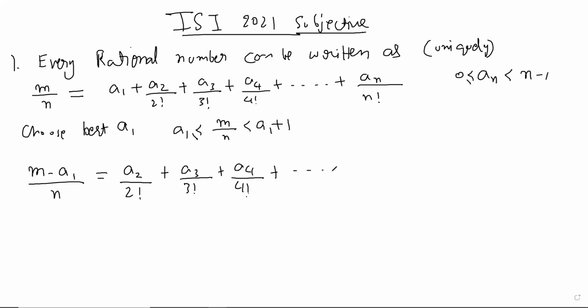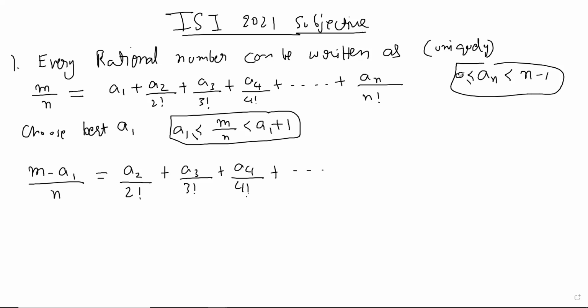A1 can be 0 also. Yeah, A1 is an integer. Yeah, A1 has to satisfy this. It's the best A1 that you can choose. Yeah, these Ai are all integers. I'm sorry, they are all non-negative numbers, and they are of this kind, right?